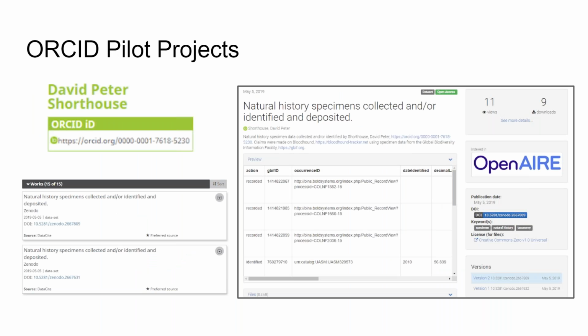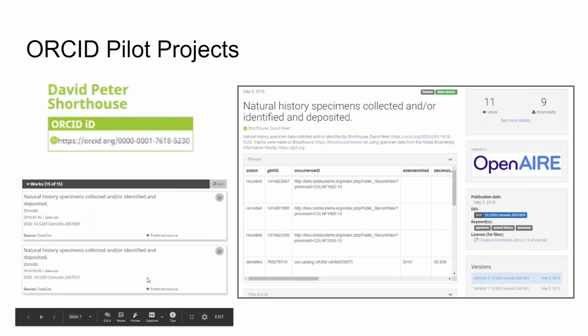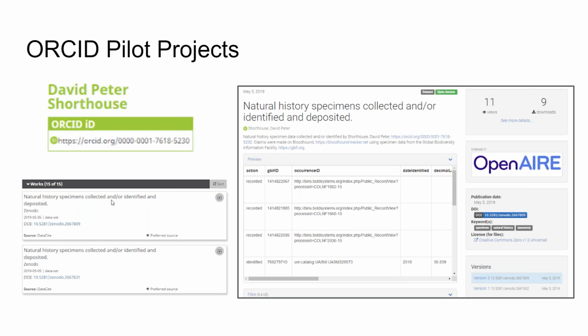So this is an example of what the Orchid pilot project looked like. This is an Orchid profile for one of our co-authors, David Peter Shorthouse. And here are 2 work objects in his Orchid profile that include natural history specimens collected or identified. The way that we got this to flow is by putting the information in a spreadsheet and then putting that spreadsheet into Zenodo. So this got his specimens on his Orchid profile, and it's been assigned a DOI, and it can be versioned as things are updated, which is all very fine and good.